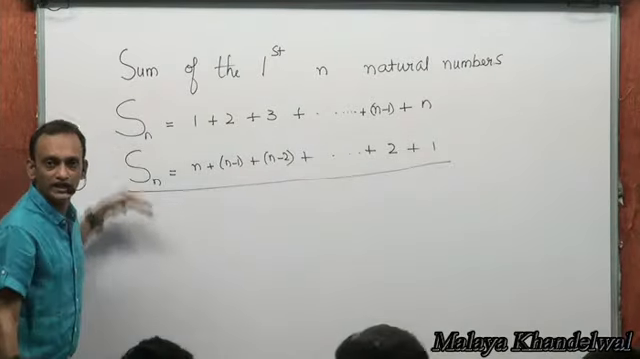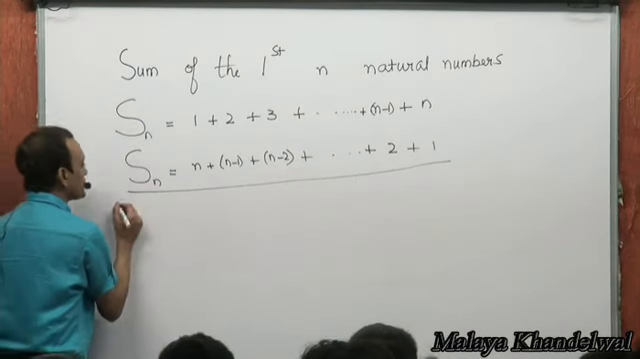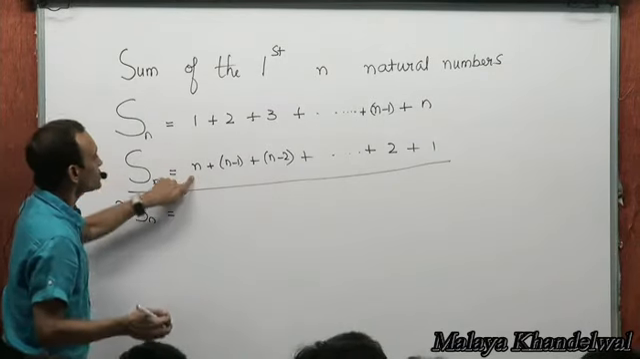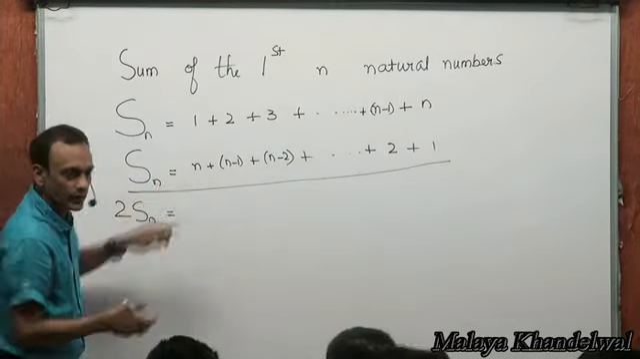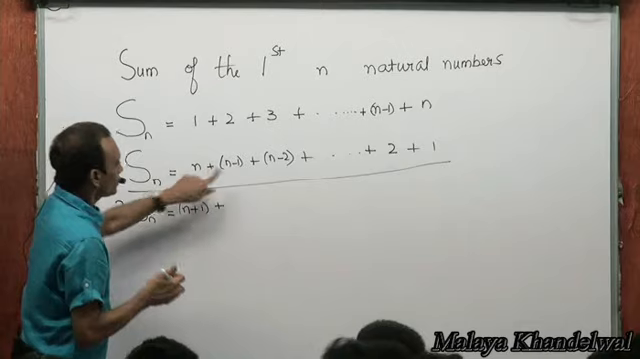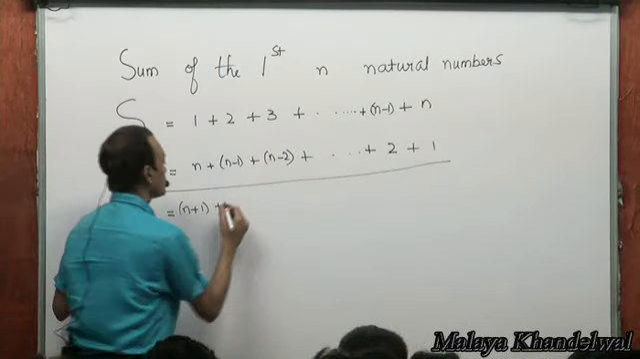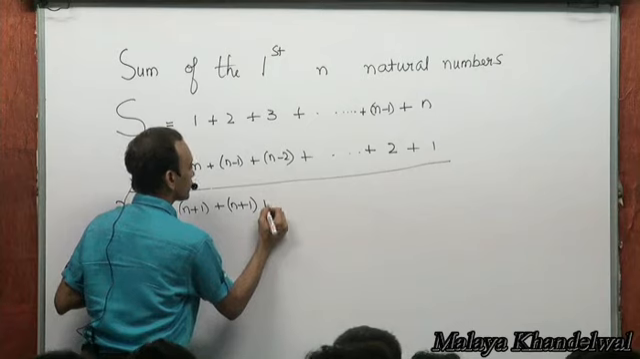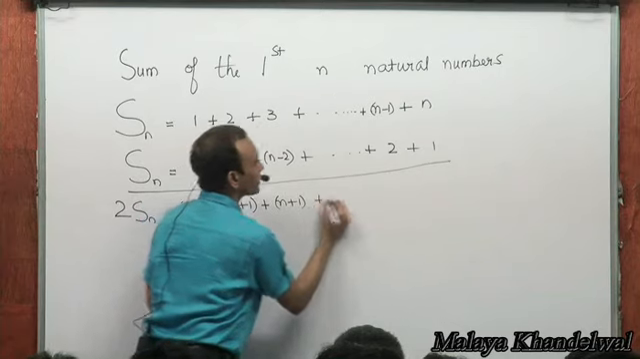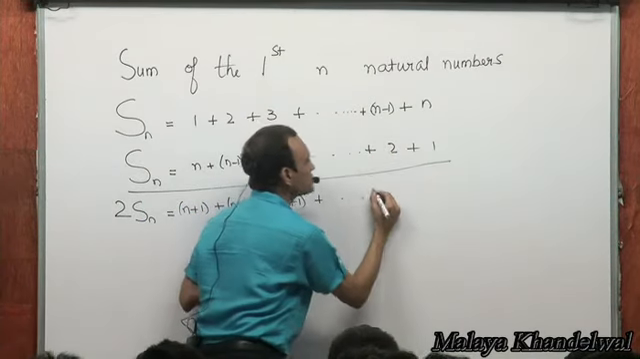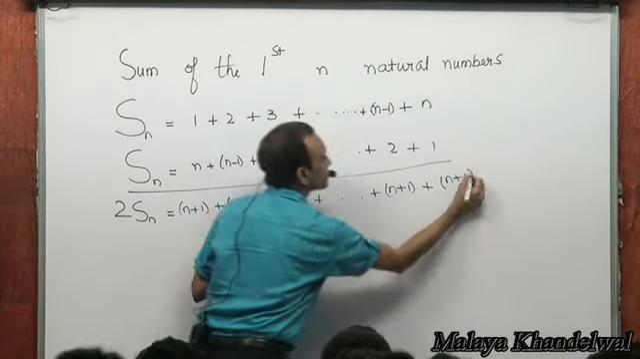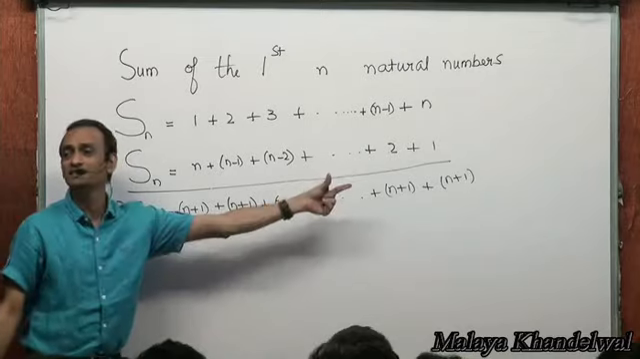Now if I add them vertically, this is 2 times Sn. That's going to be, this plus this is n plus 1, right? This plus this is n plus 1. This plus this is n plus 1. Going this way, this plus this is n plus 1. This plus this is n plus 1. How many such n plus 1s?